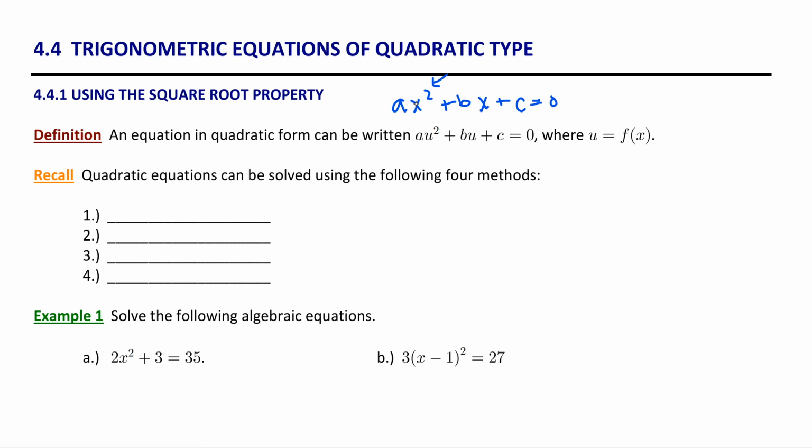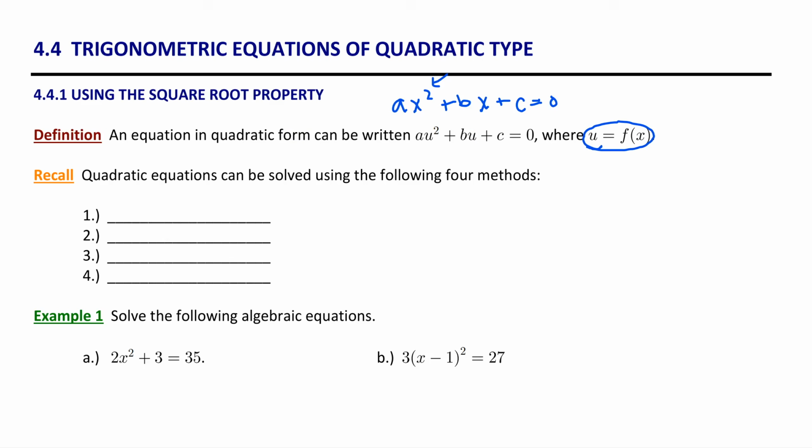Now, an equation in quadratic form can be written au squared plus bu plus c equals 0. This looks just like the first equation that we wrote, but instead of an x, we have a u. What we want to recognize here is that u represents some sort of function of x, and that could include a trigonometric function. To recognize quadratic form, we want to notice that the variable part of our middle term is half the degree of the variable part of our first term.